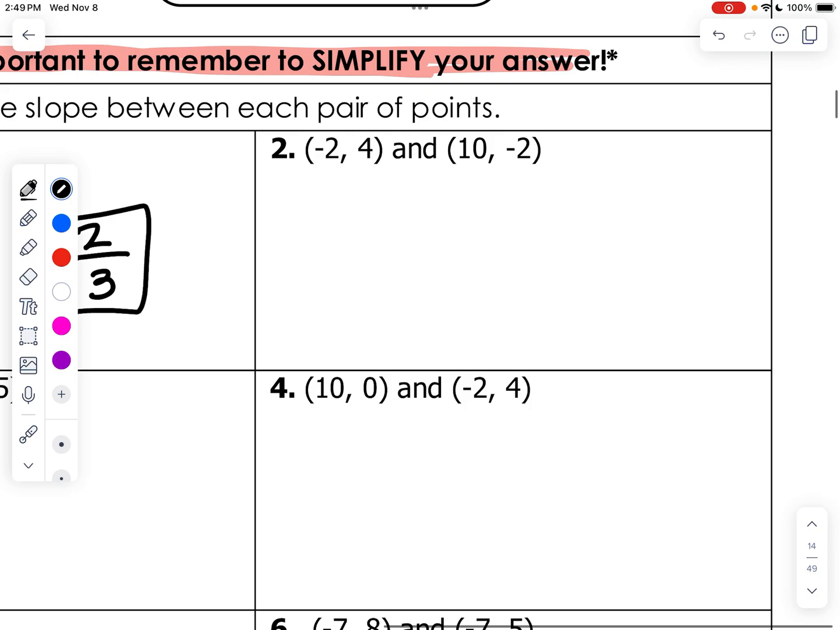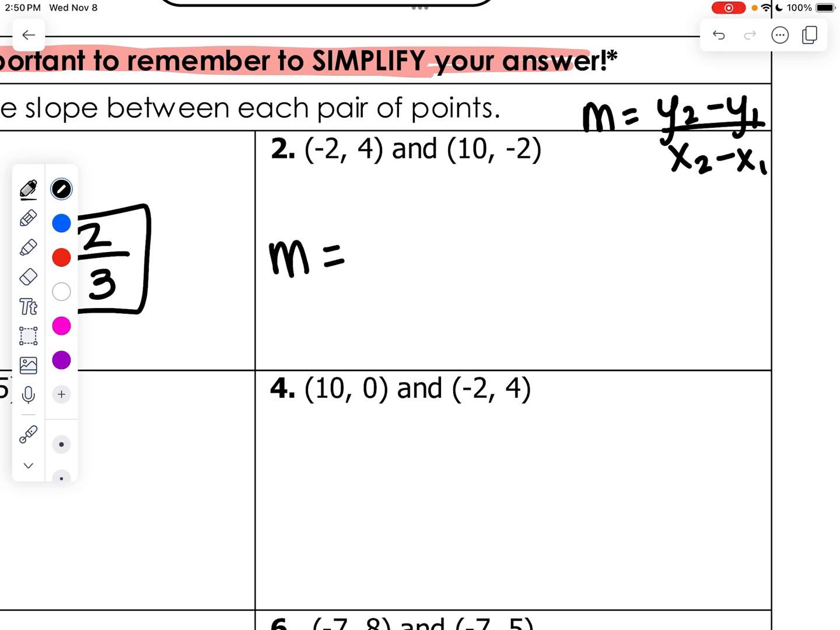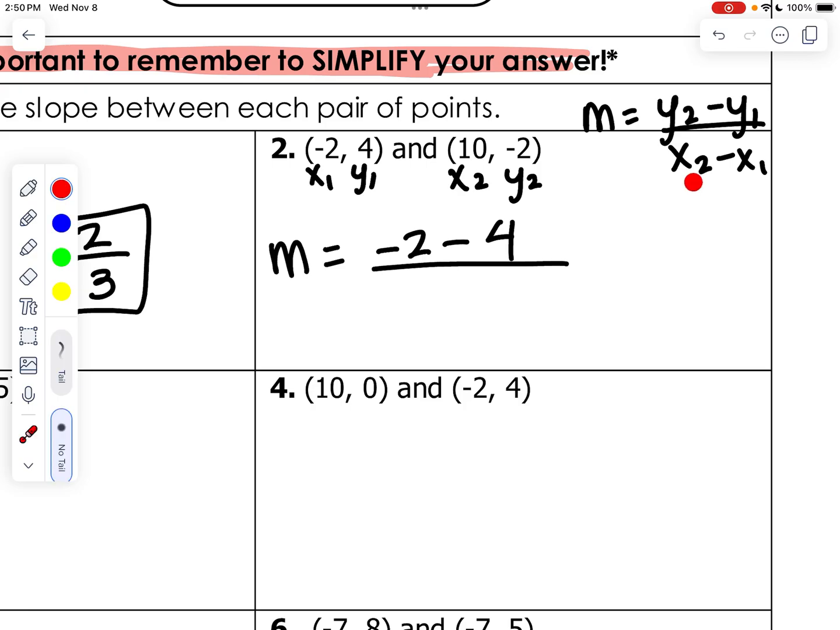I'm just rewriting this because I want you guys to see how I'm plugging this in. Okay, and if you want to label this, this is x1, y1, and x2, y2. So your slope is, and you're going to say y2 minus y1. So y2 is negative 2, minus y1 is 4. Now here's the part I want you to pay attention to. You see how it's x2 minus x1? x2 is 10, minus x1 here is going to be negative 2.